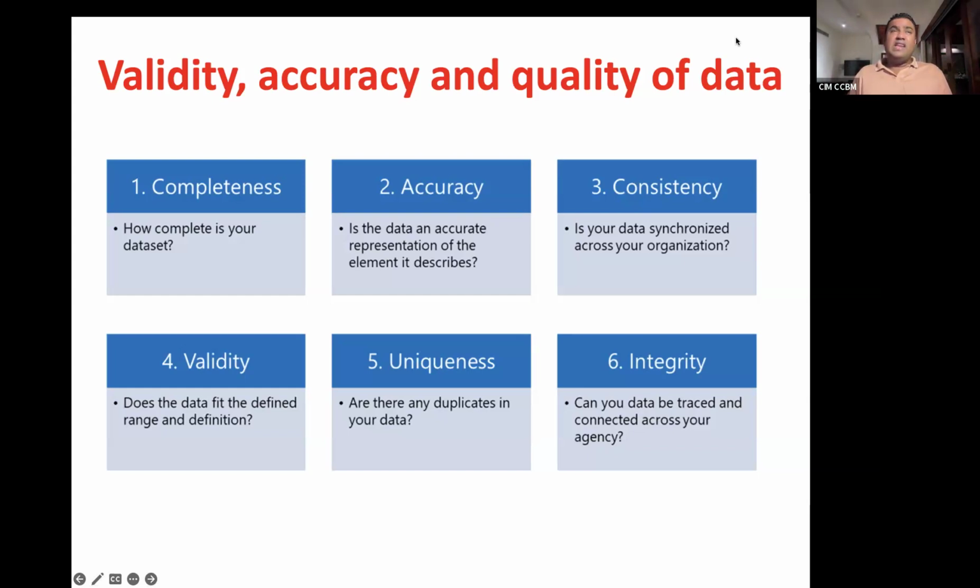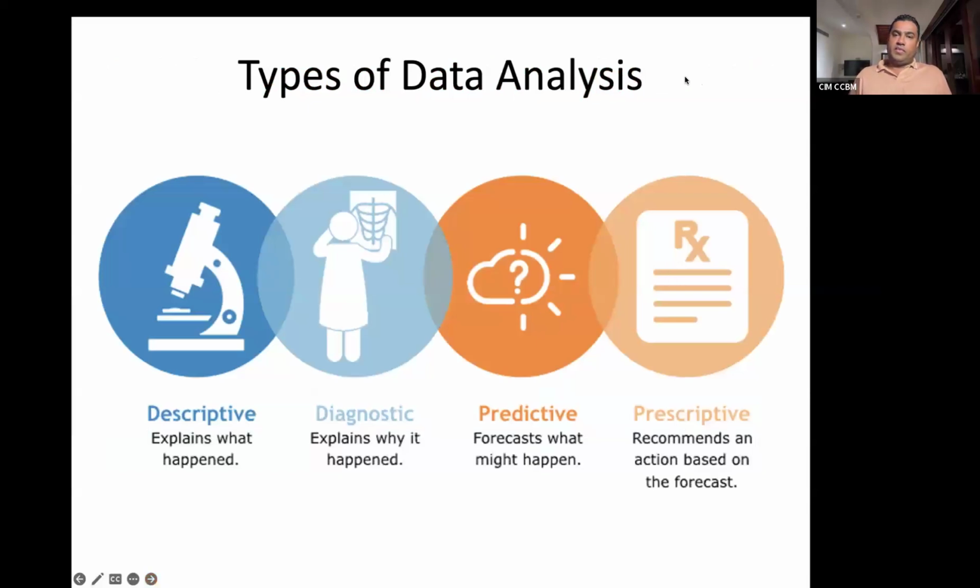There can be inconsistencies in data. So you need to ensure that your data is valid and accurate. Talking about the quality of data, it means your completeness, uniqueness, consistency, integrity. All these are very important characteristics. Right? So when we talk about data analysis, we talk about four types.